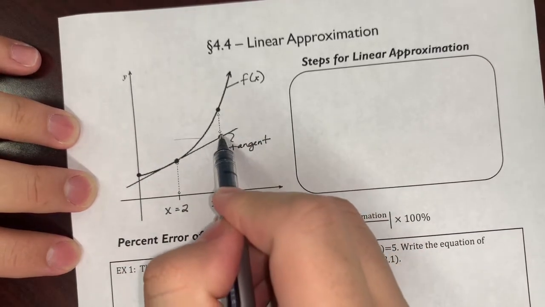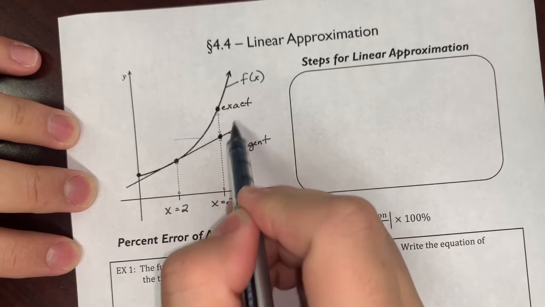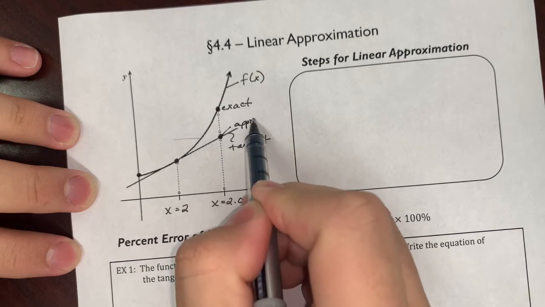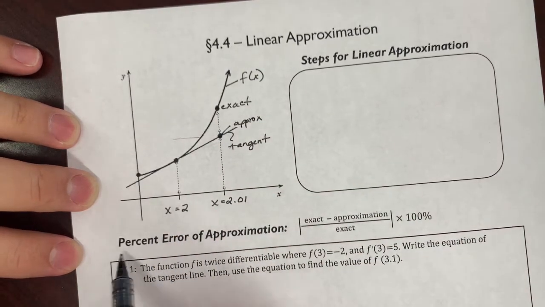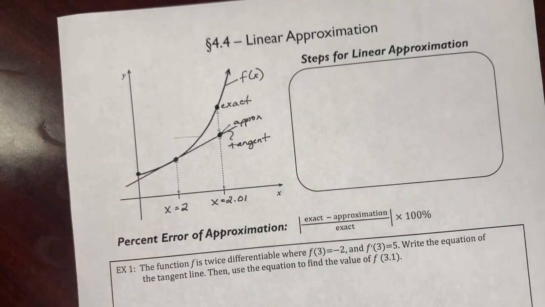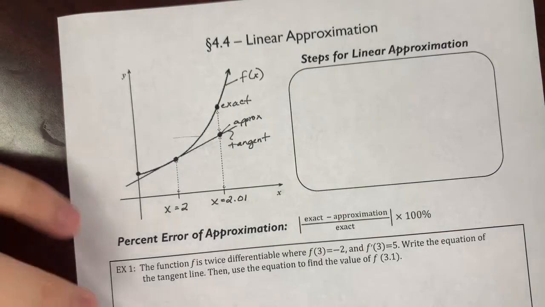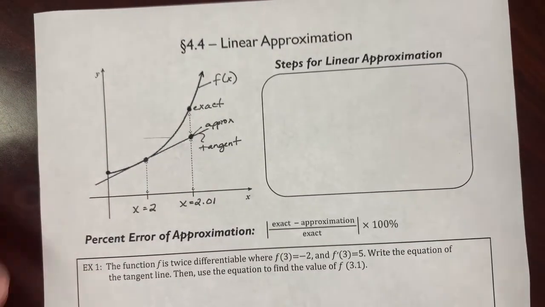Now, obviously, this is the value you're going to end up with, and the true value, the exact value is there, right? This right here is just an approximation. And there's obviously going to be some kind of difference, and that's what we're going to be calculating here, the percent error of the approximation. Why is this necessary? I'm not 100% sure, but it is something that we have to learn. It is something that's in the calculus curriculum, so we're going to learn it.